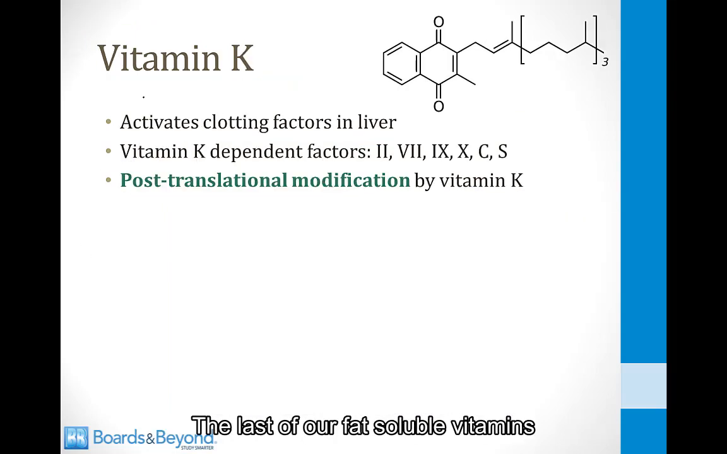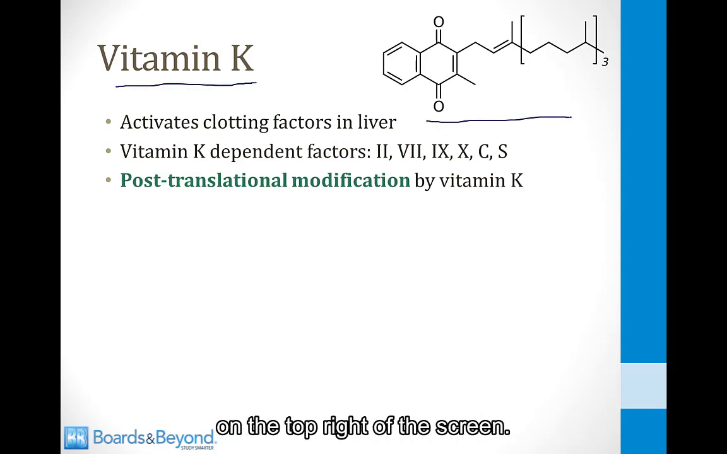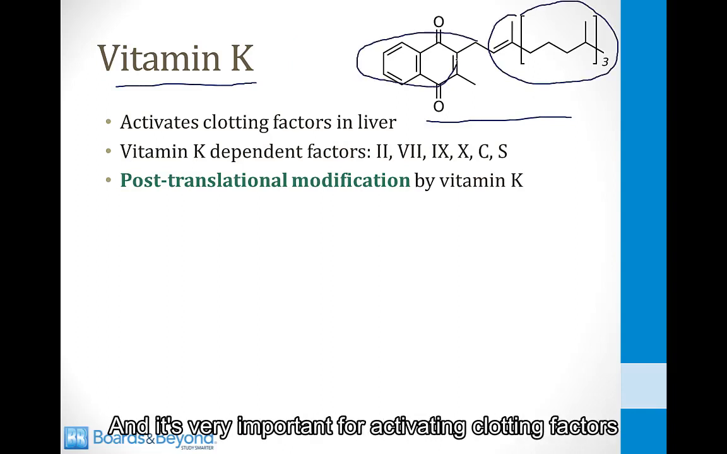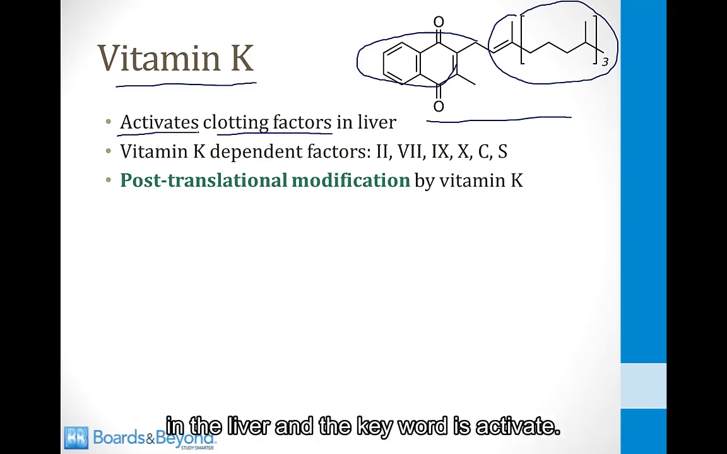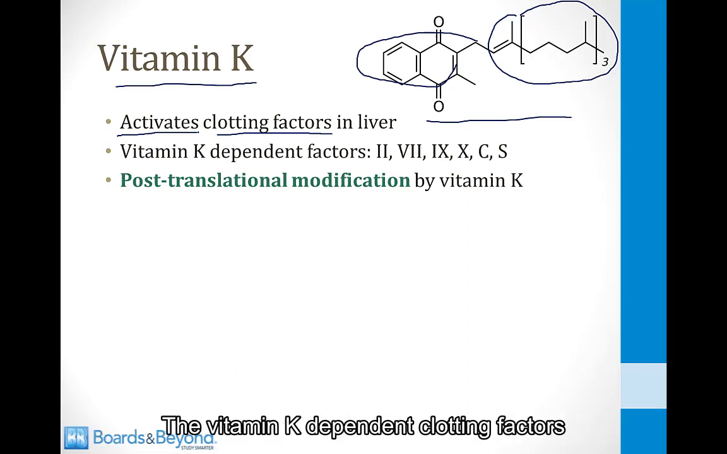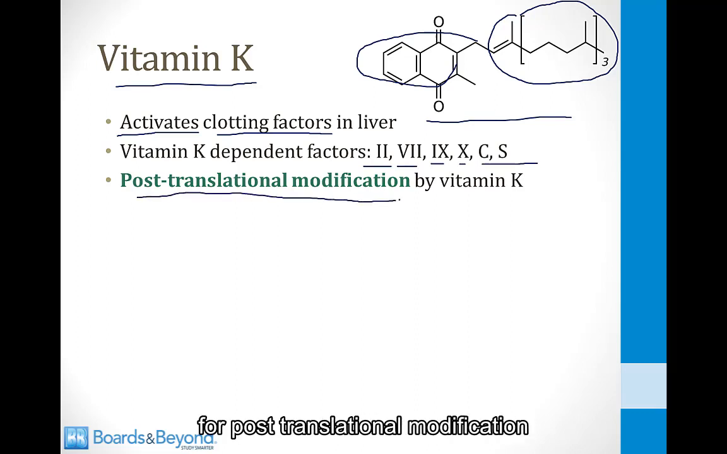The last of our fat-soluble vitamins that we'll discuss in this module is vitamin K. This is the structure of vitamin K on the top right of the screen. It has a long hydrocarbon tail connected to two rings, and it's very important for activating clotting factors in the liver. And the key word is activate. You don't need vitamin K to synthesize these clotting factors, but you need vitamin K to make them into their active forms. The vitamin K-dependent clotting factors include factor 2, 7, 9, 10, and also protein C and protein S. And vitamin K is necessary for post-translational modification of these factors into their active forms.